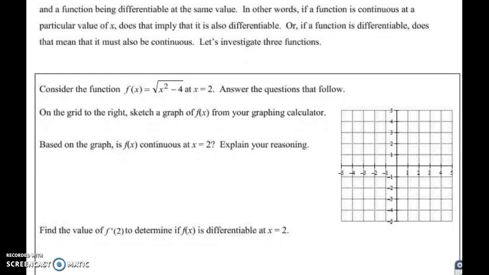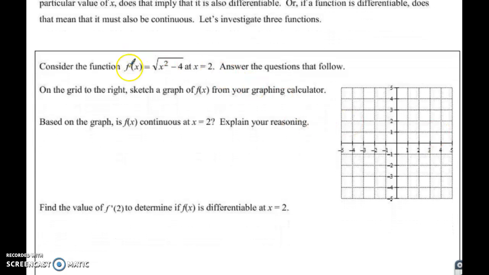So we're just going to investigate a few things. The first premise is we have a square root function. We're just going to answer these following questions. On the grid, they just want you to graph this. You could even just plot points. Like when you plug in -2, squared is 4, minus 4 is 0. The square root of that is 0. Plug in 0. Well, 0 minus 4, oh, we're square rooting a negative. Can't do that. We could have the same value at 2.